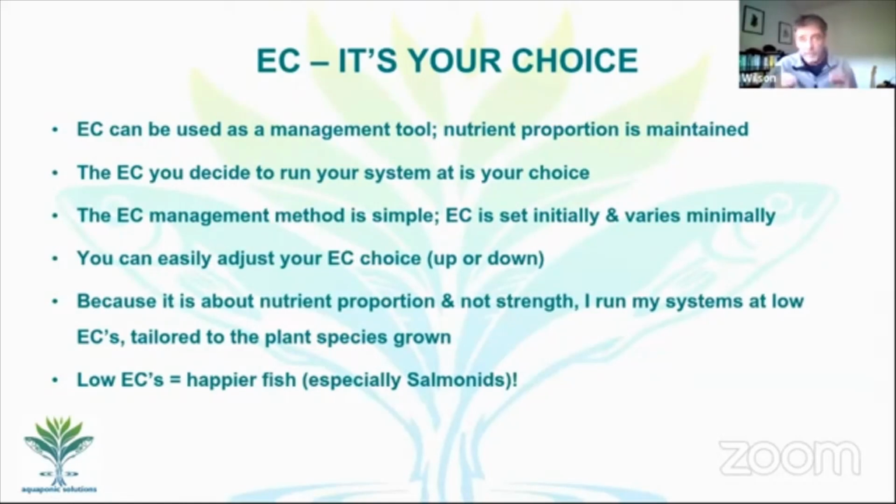It's tailored to the plant, but we also need to help the fish. So you can adjust your EC up and down to wherever you want it. For something like lettuce, you know, normal commercial hydroponic production's around 2,000 or 2,500 in winter. I run mine at 500, 600. No worries at all.